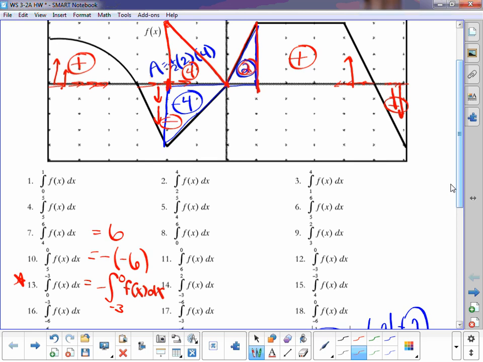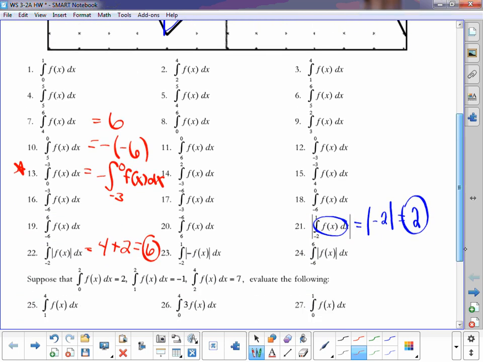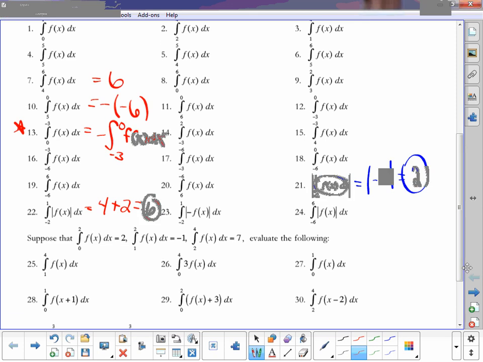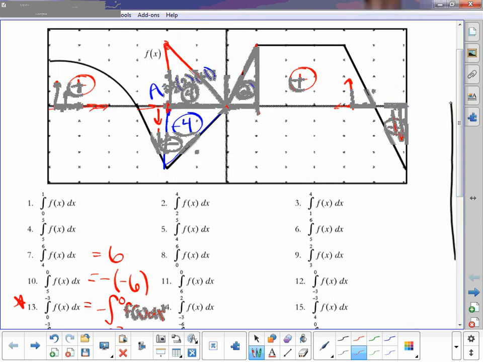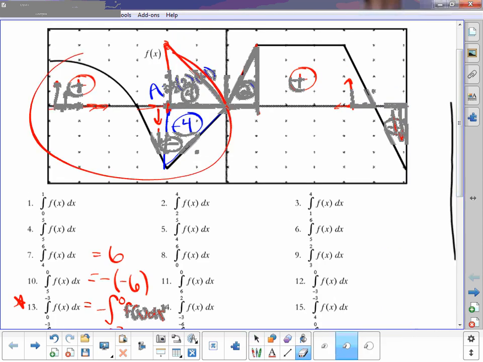Other questions on this whole absolute value stuff? Yes? Just the next one, is that the absolute value? 24. Okay. So 24 says the absolute value of f of x from negative 6 to 6. So what that's doing is it's again going to take my entire function. I'm going to reset this up here.